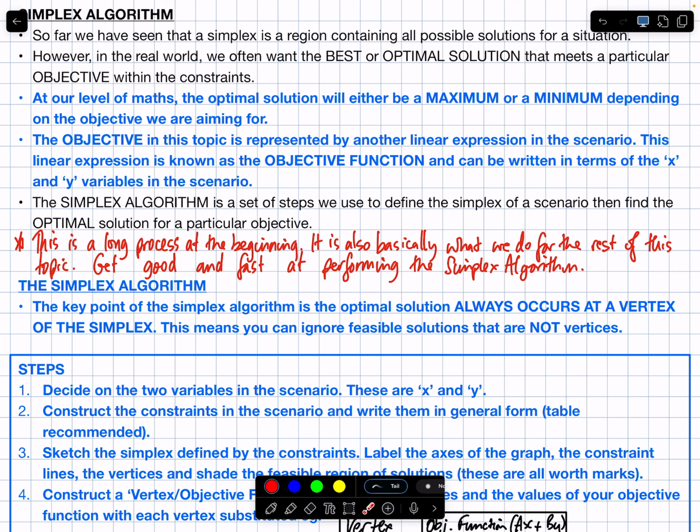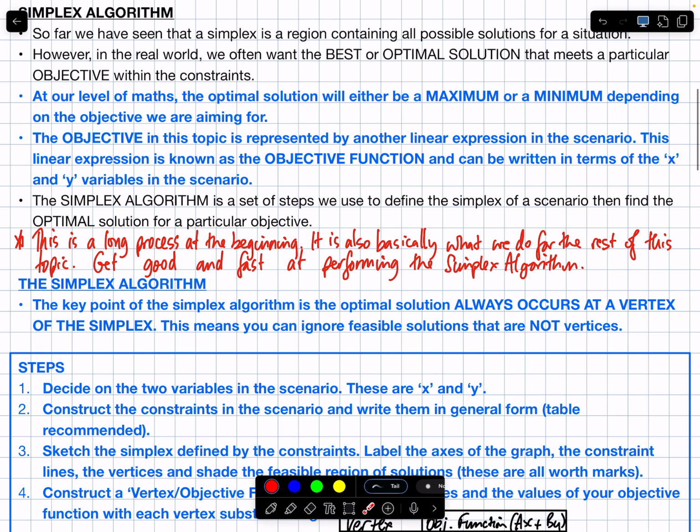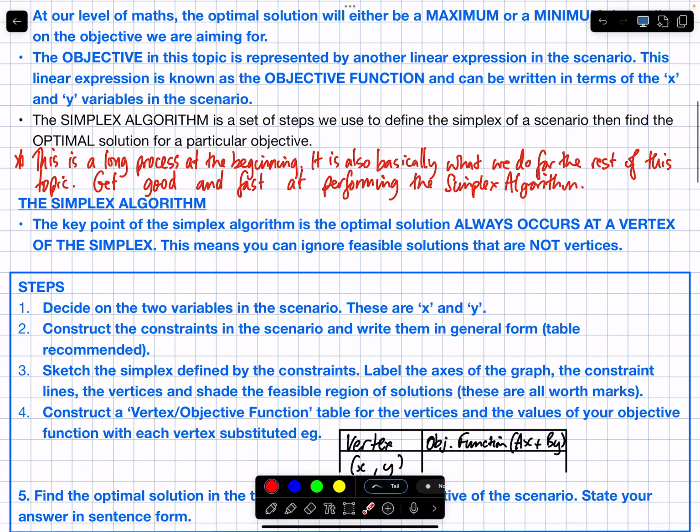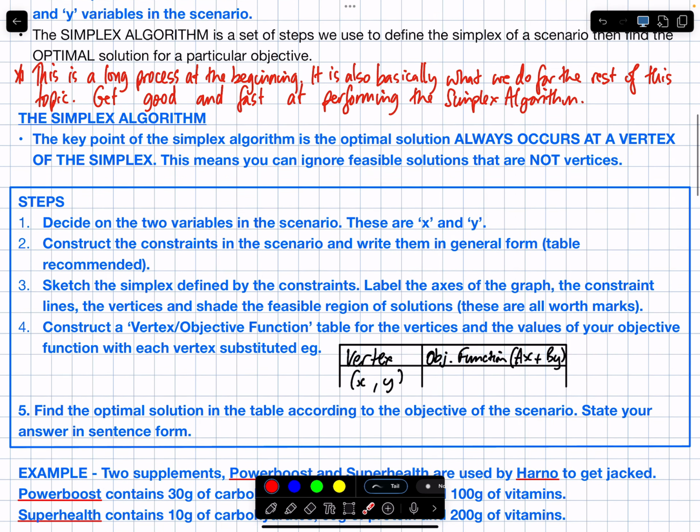This red is not notes. This is for me to tell you so I can go back to it and show you that I wasn't lying. This is a very long process at the beginning. It's going to take us a long time to do the first question, because I want to show it and I want to have a video for the people away. It's also basically what we do for the rest of this topic with slight changes. So get good and get fast at performing this whole set of steps, and this topic takes care of itself, okay? So once again, I warn you, it starts off slow, but we get faster at it. So let's get on to those steps.